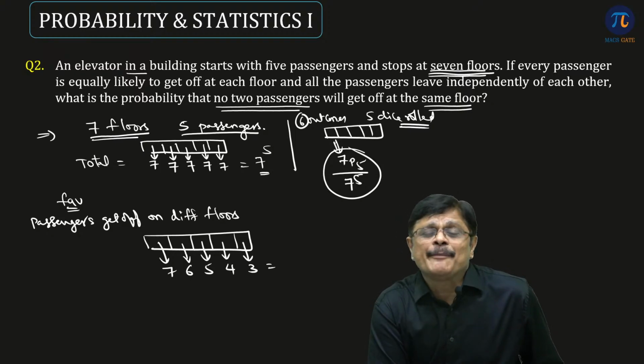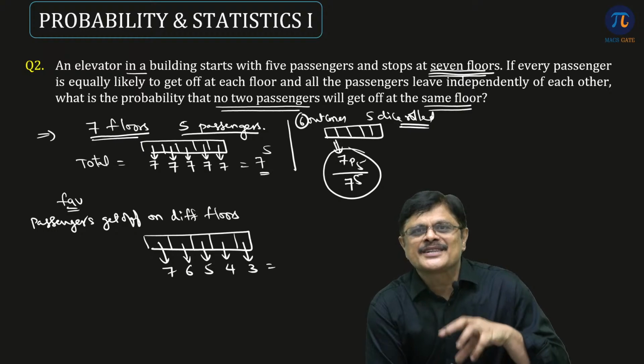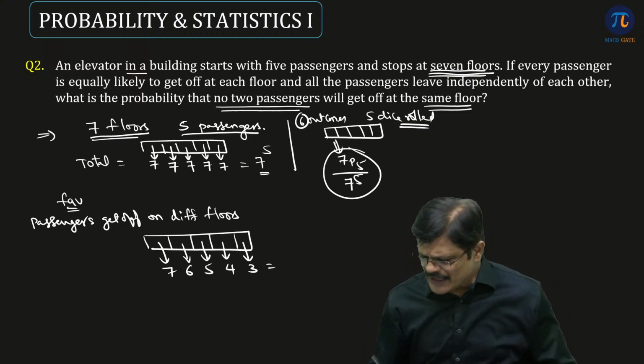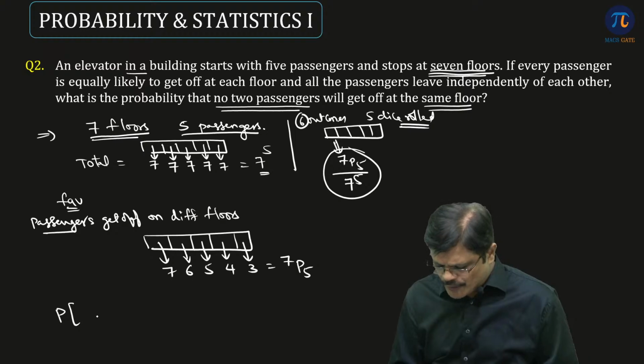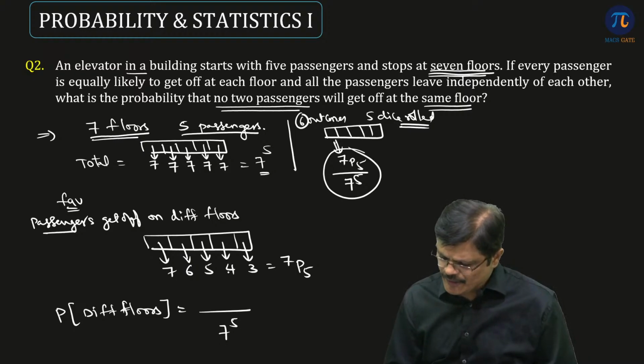making a 5-permutation of 7 floors. That is, 5 passengers we need to assign to 7 floors. Am I clear? So that is nothing but 7P5, my dear friends. So what is the probability that passengers get off on different floors? What is the answer for this, sir? It is 7P5 over 7 power 5.